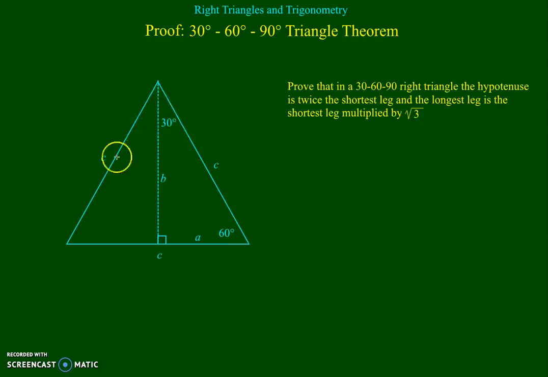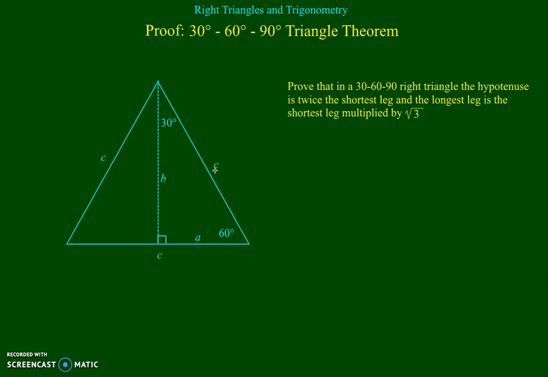So since this is an equilateral triangle, it's also equiangular. So each one of these angles is 60 degrees, and since this altitude bisects this angle, it is 30 degrees. So here we have a 30, 60, 90 right triangle. And I've labeled this side A and this side B, so that here the side length of our original equilateral triangle is the hypotenuse of our 30, 60, 90 triangle, and that's labeled C.